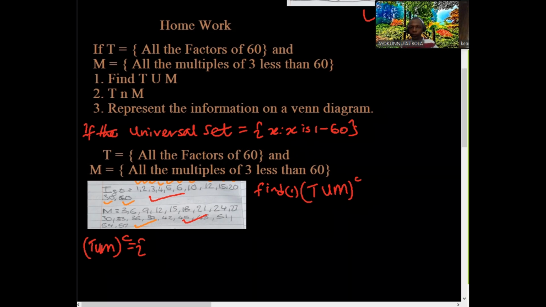So there is 1, there is 2, there is 3, there is 4, 5, 6. Is there 7 in any of them? No. What about 8? No. What about 9? Yes, it's in one of them. What about 10? It's in the other one, okay?